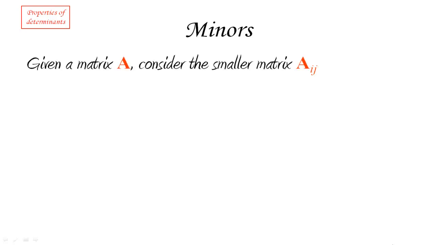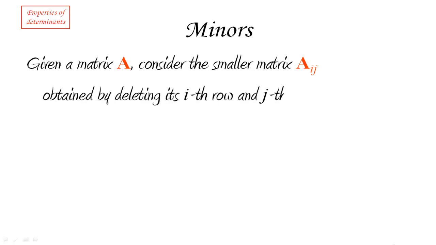We're not talking about people who are underage and cannot drink legally, but about some part of a matrix. So given a matrix A, consider the smaller matrix Aij, and I know there is a problem with the notation there, but I'll tell you more about it in a second. What we're going to do is construct a smaller matrix obtained by deleting the ith row and the jth column of this matrix A.